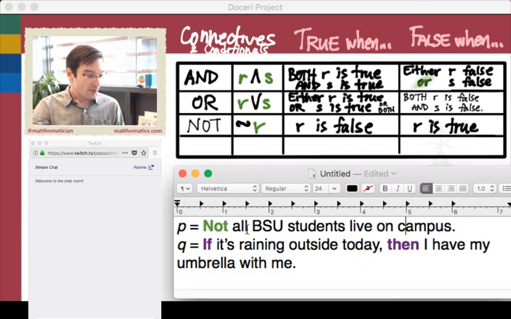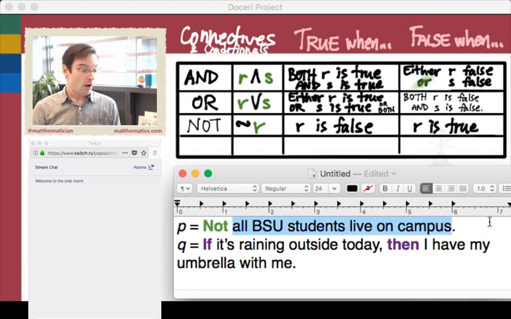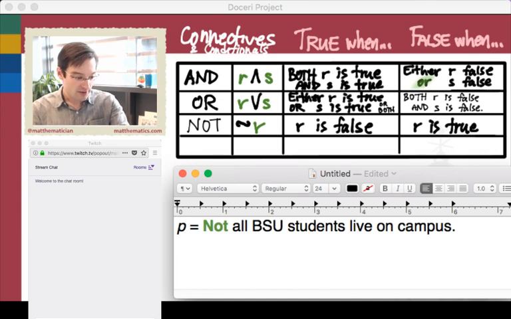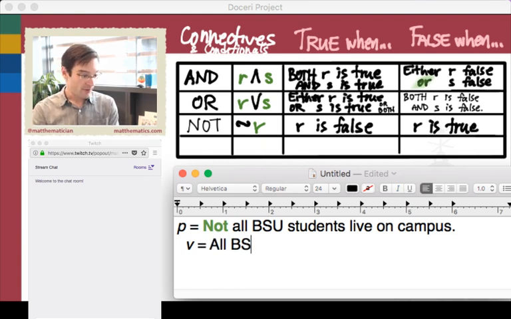So what it tells me is that there's this subordinate proposition that's sitting after it. All BSU students live on campus. Let me make a little bit of space here so that we can take this apart a little bit more. Because in order to assess the truth of P, this statement, I really need to know something about the truth or not of another statement that I'm going to call V. Okay? And that's the statement that comes after the not here. All BSU students live on campus.